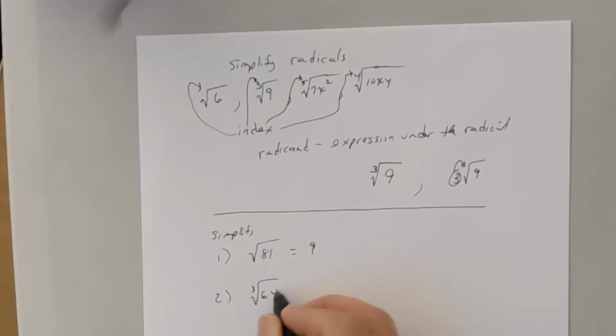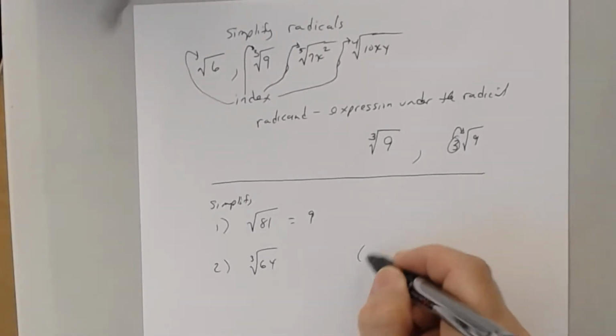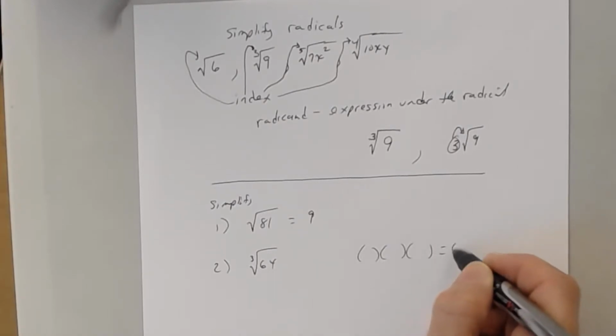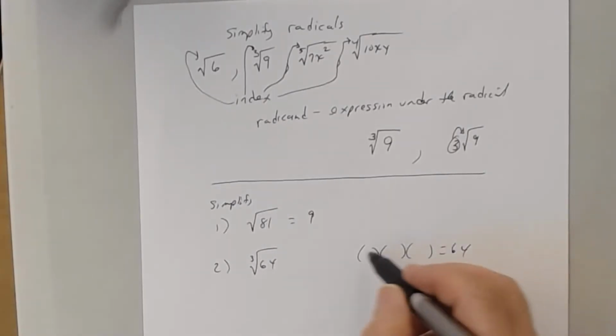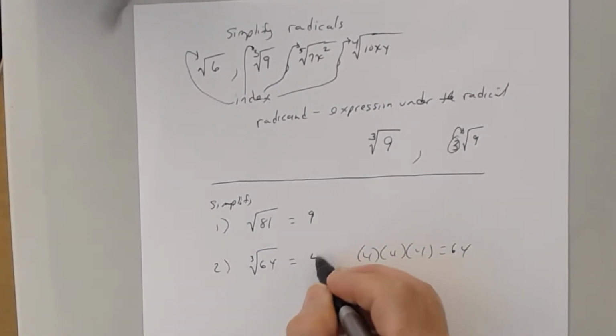Number 2. I'm not reading it out, but how do you read this? Cube root of 64. So what number times itself 3 times is 64? 4. So all these is 4, right? So what's the cube root of 64? 4.